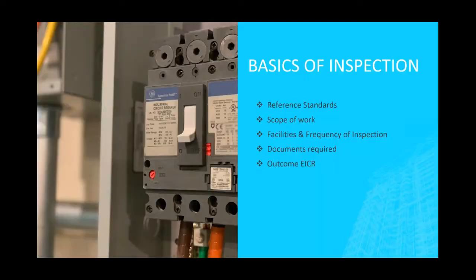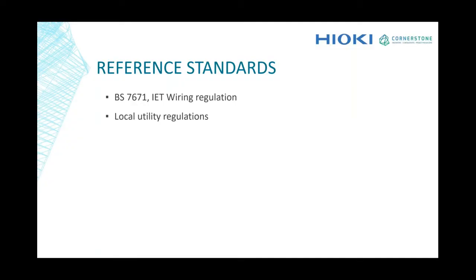Now let's look into the basics of inspection. First one is the reference standard. Here we are following BS 7671. It's the main standard reference for electrical installation. This is a British standard applied to the design, erection, and verification of electrical installations. This is widely accepted in various countries also. Next is local utility regulation. There will be guidelines prepared by a country or state for electrical installations suitable for their environment.